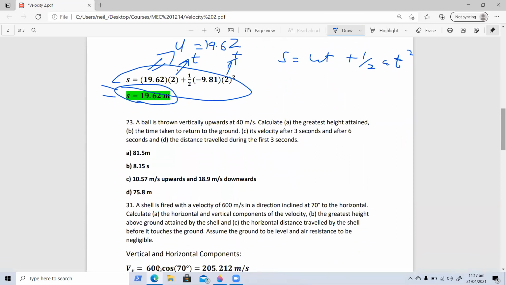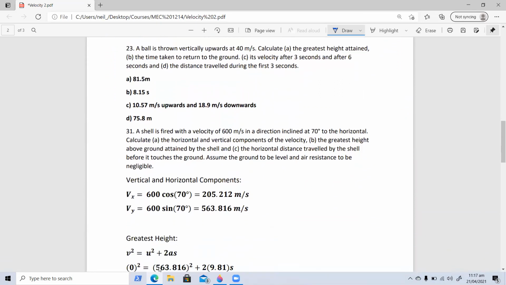All right. So I'll give you guys 10 minutes and I want you to try and work number 23, right? This one. Let me read it out. A ball is thrown vertically upwards at 40 meters per second. Calculate A, the greatest height attained, B, the time taken to return to the ground, C, its velocity after 3 seconds, and after 6 seconds, and D, the distance traveled during the first 3 seconds, right? So take 10 minutes, work this question out, and let me know if you're stuck along the way, all right?